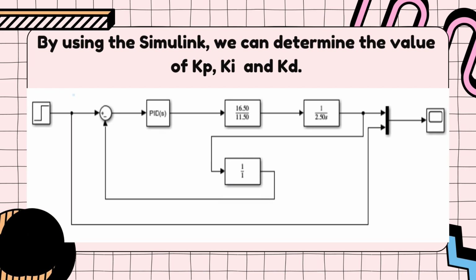From the block diagram, we convert it into Simulink on MATLAB to determine the values of Kp, Ki, and Kd. Kp is the proportional, Ki is the integral, and Kd is the derivative. These values will be tuned to get a stable system.